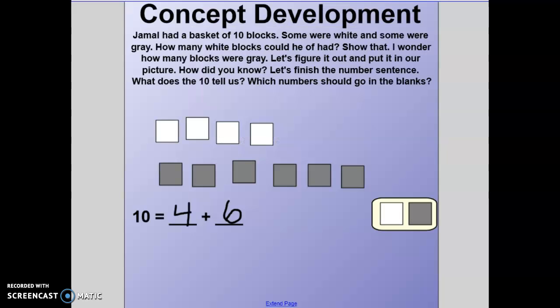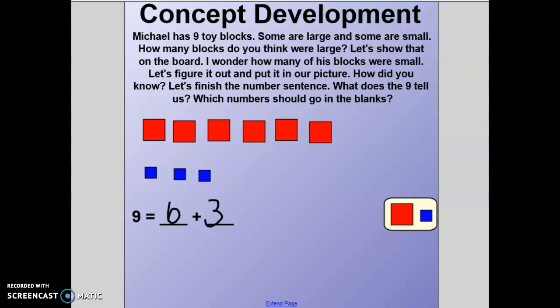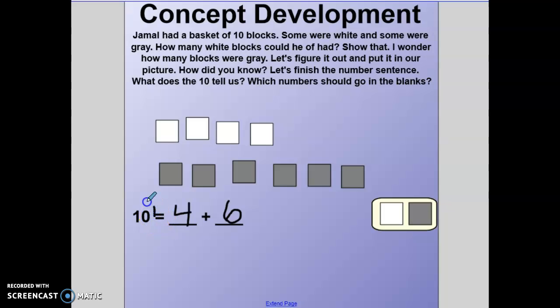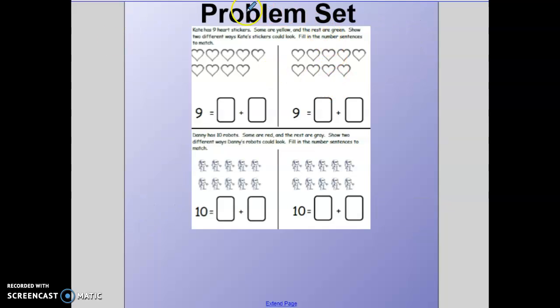Or you can go back through our slides and figure out different ways we could have made this number. So this number, our whole was 9. You could show me different ways with small and large blocks we could make 9 or 10 even, because we had a whole of 10 for this problem. So whatever you want to do is fine with me. You can go back and show me different ways to make those numbers, or you could do the problem set. And if you're really looking for a super challenge, you can do them both.